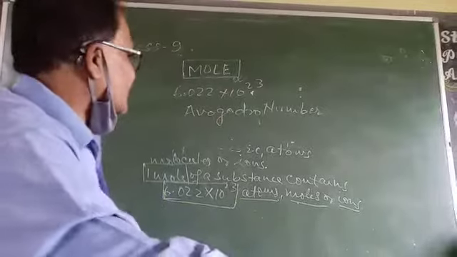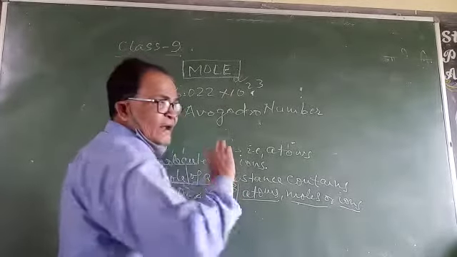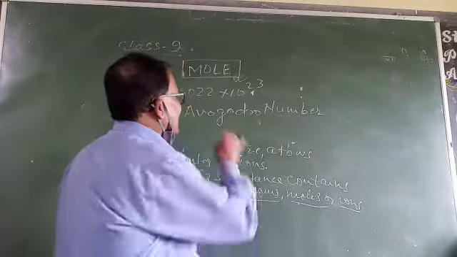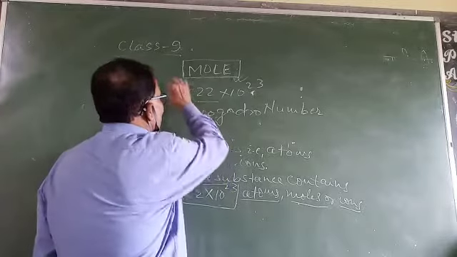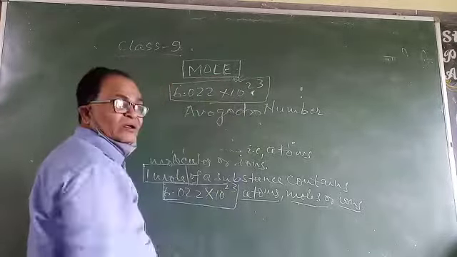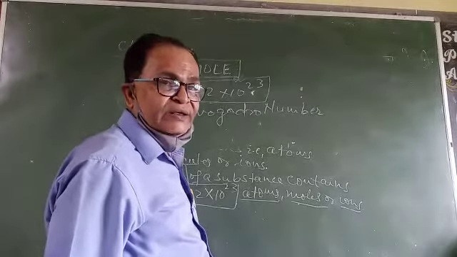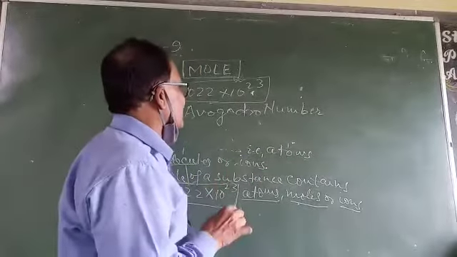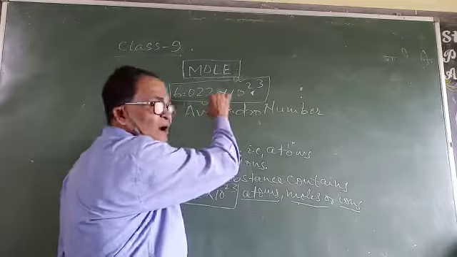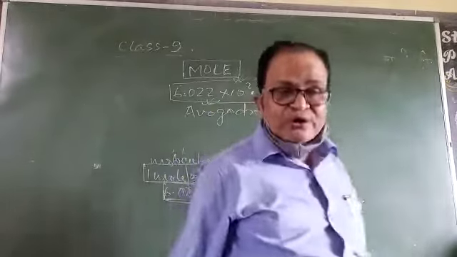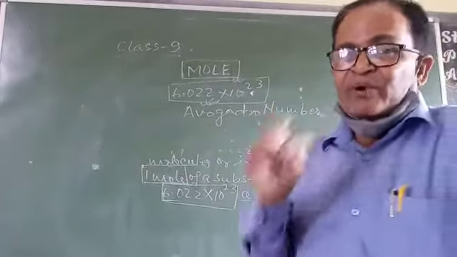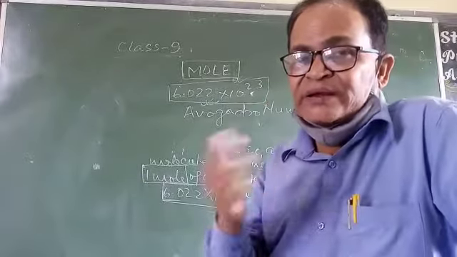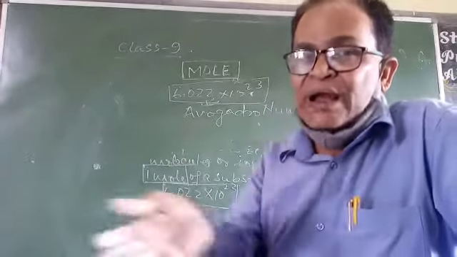Here we can also say that in any compound, the number of ions contained by 1 mole of that ionic compound, I mean to say here that a given gram molecular mass of an ionic compound contains this number of ions. So it is clear that a given amount of a substance contains a fixed number of particles, that is ions, molecules or atoms.